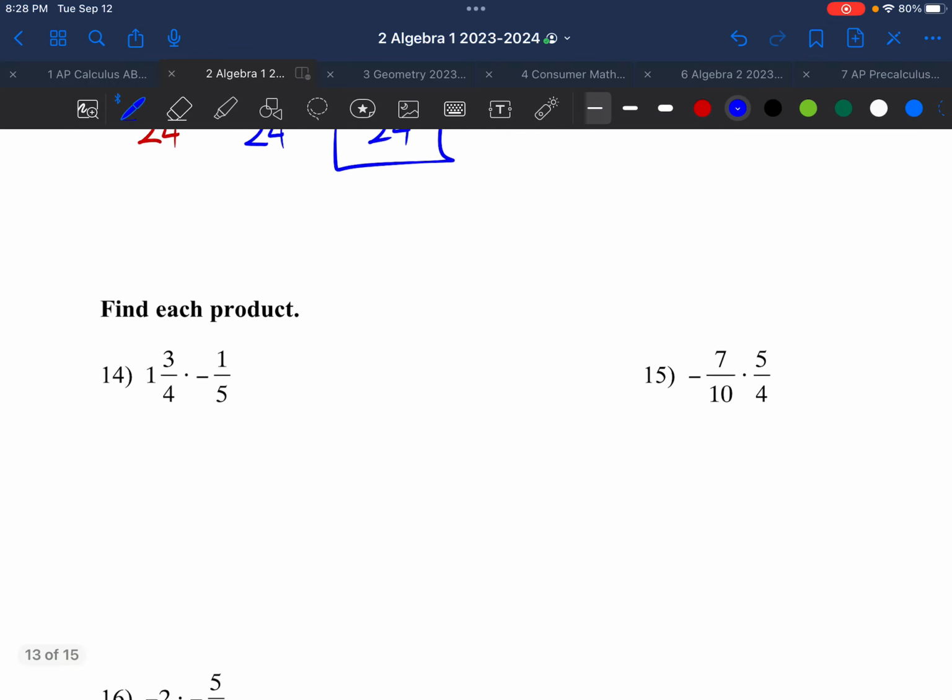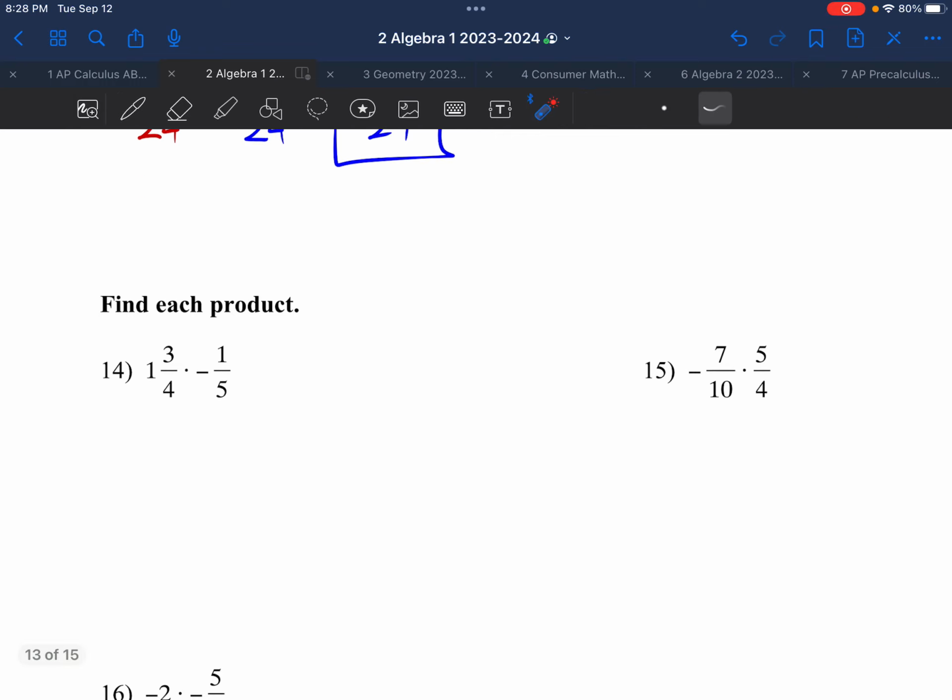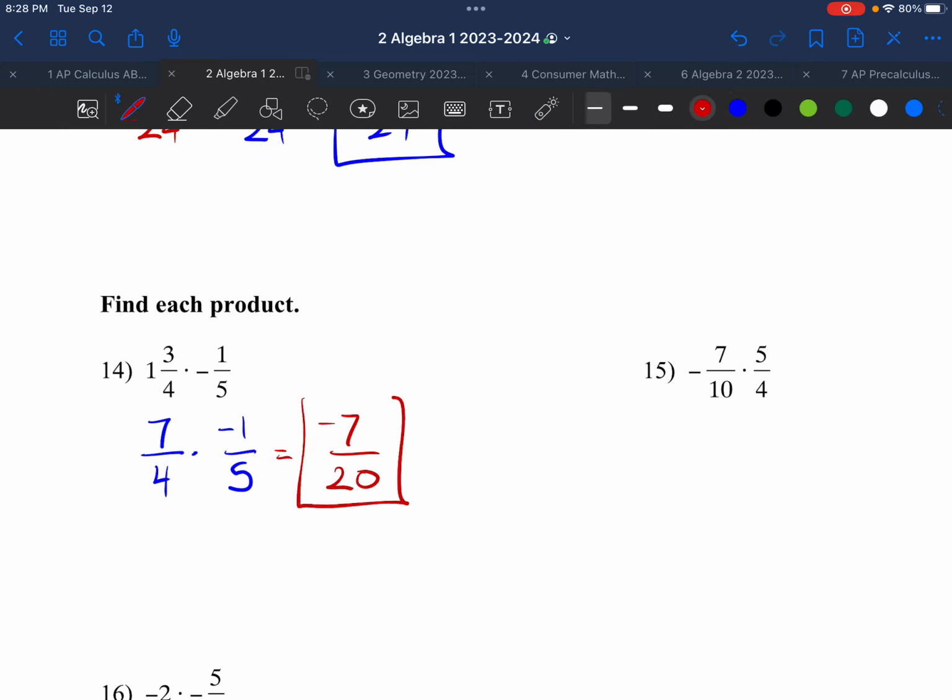In number 14, we're doing product. Again, just make sure that everything is not a mixed fraction. This is a mixed fraction, unfortunately. So 4 times 1 is 4, 5, 6, 7. It's going to be 7 over 4 times negative 1 over 5. And you just multiply straight through. So 7 times negative 1 is negative 7. And 4 times 5 is 20. So the final answer here is negative 7 over 20.